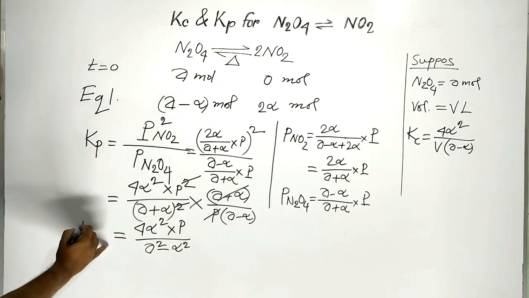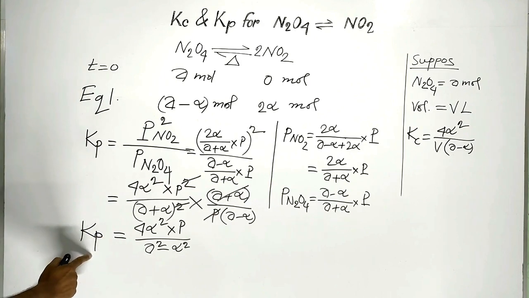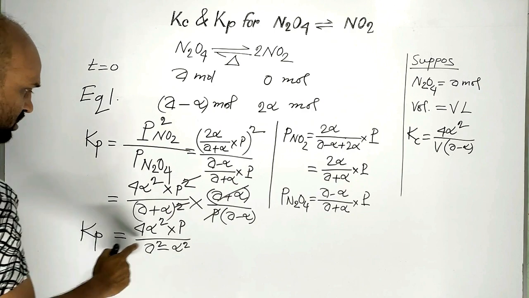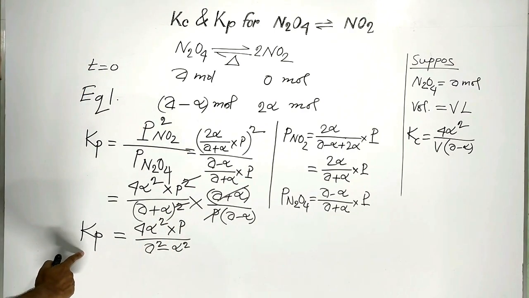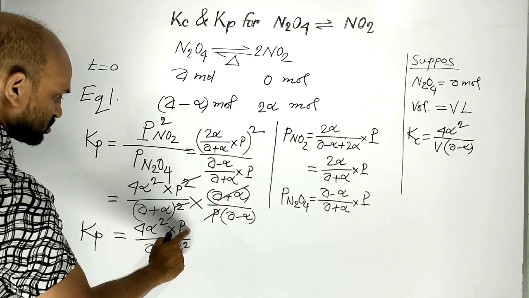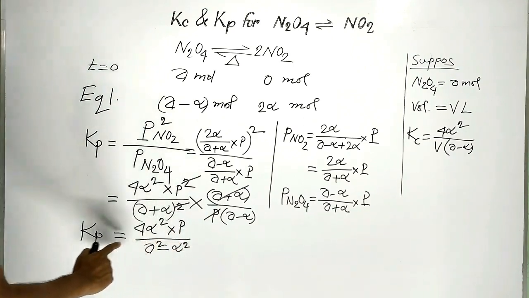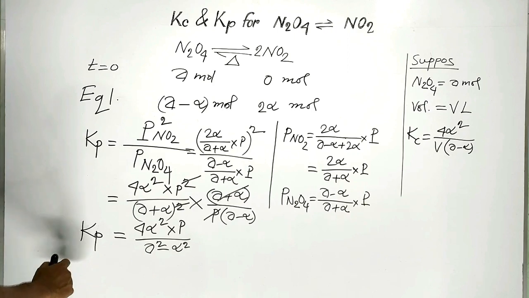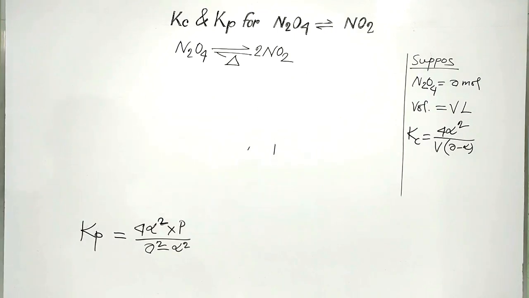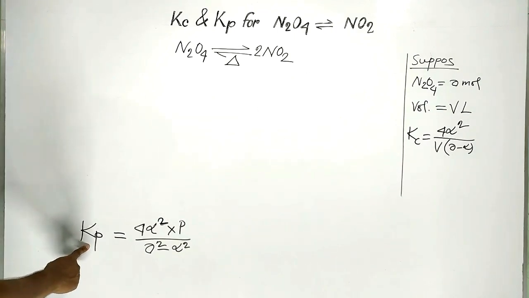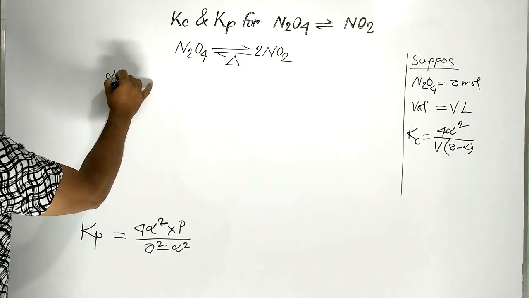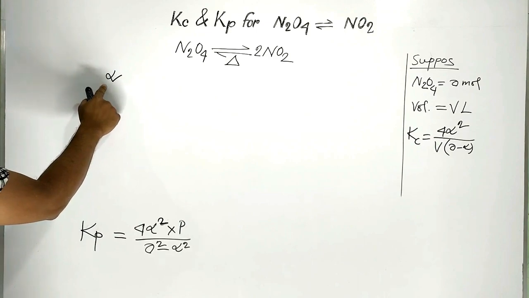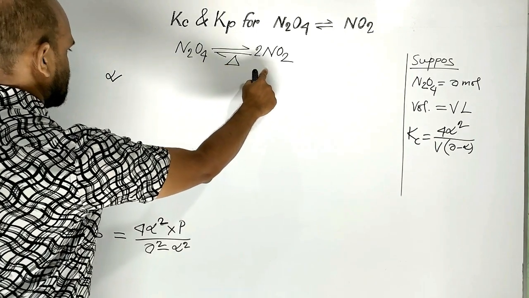From this equation we can say that Kp is dependent on total pressure, that is, Kp increases with the increase of the total pressure. This is the significance of Kp for this reaction. Kp increases with the increase of the total pressure. This alpha is the amount of substance that is converted to product.